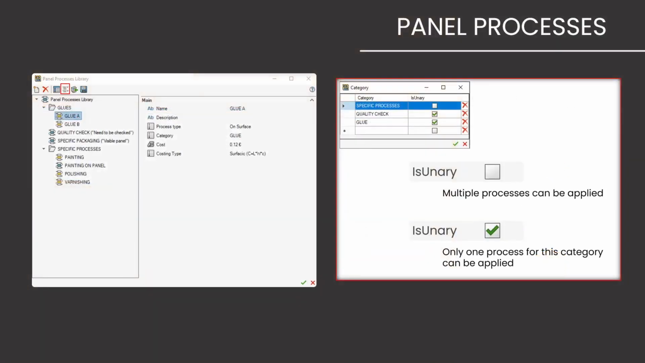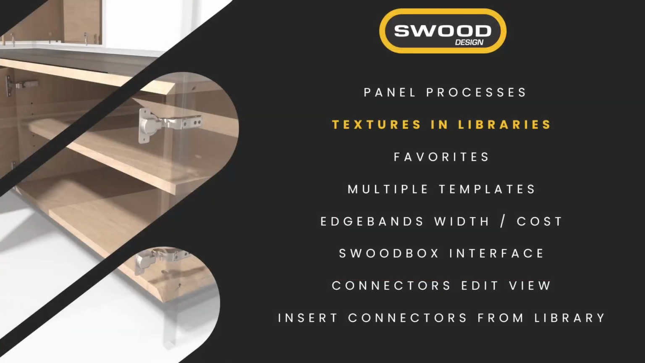Configure the panel processes library as any other SWOOD library by right-clicking on it to access the editing options. You can create custom categories and specify if these categories are unary or not. When a category is unary, it means that only one process from that category can be applied to a panel. For instance, in the case of the glue category, applying a new glue process to a panel will replace any previously applied glue process. Let's continue with the texture preview in Material Library.